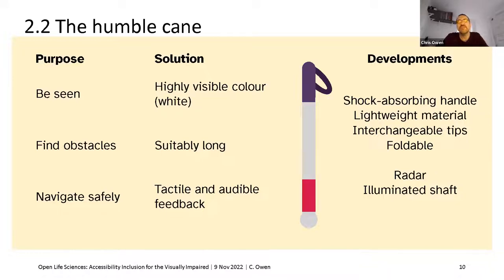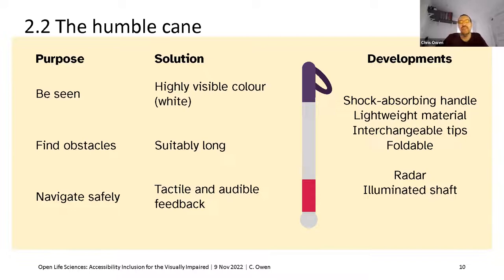The first one, and this was for me a game changer, was the shock absorbing handle. This means as you're walking, if you find an obstacle, because you hold it slightly in front of your stomach, if you're walking too quickly, you can get bruised, shall we say. So the shock absorbing handle slightly recoils when you touch an obstacle, which means that you have time to step back and stop and not get injured so much.